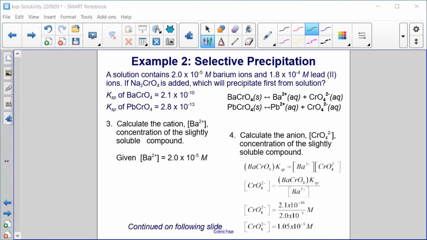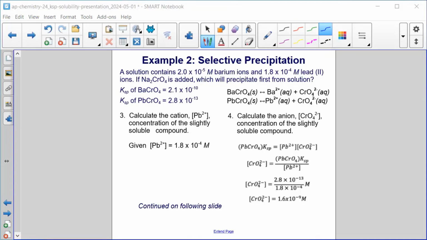All right, so we're going to do steps 3 and 4 twice, starting with the barium. So step 3 is calculate the cation concentration. So the barium ion concentration is given as 2.0 times 10 to the minus 5. And then step 4 is to calculate the anion concentration. We can do that using the KSP expression to find that the chromate ion concentration is 1.05 times 10 to the minus 5 molar.